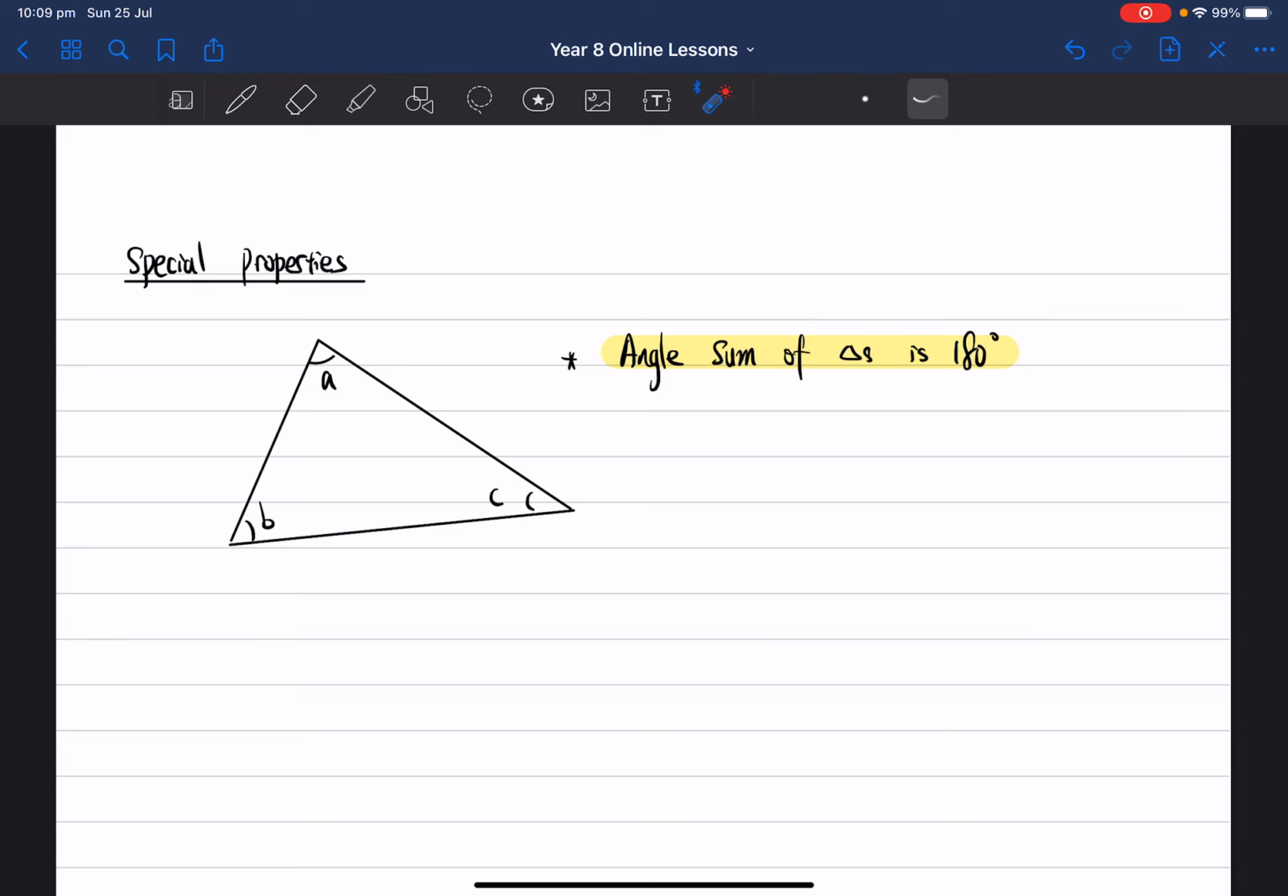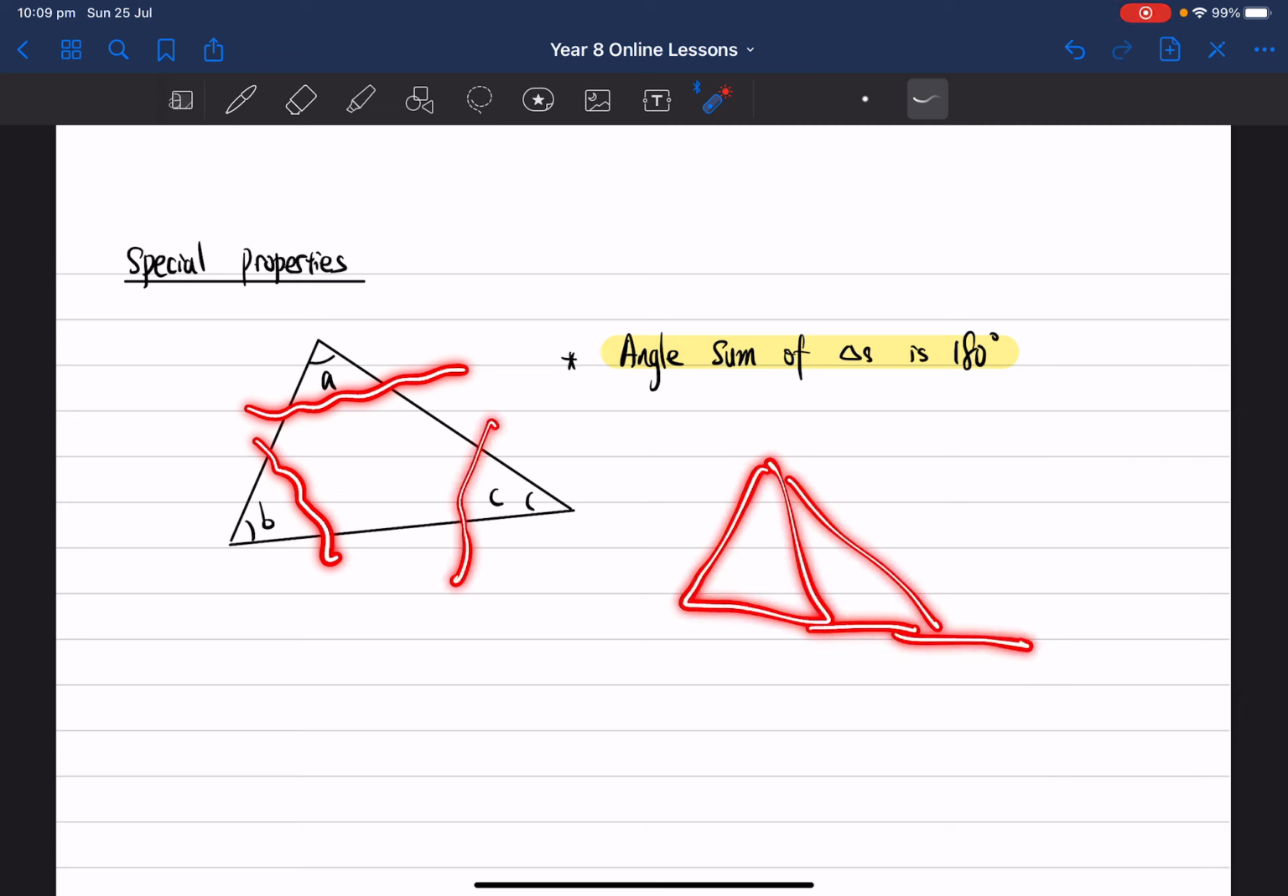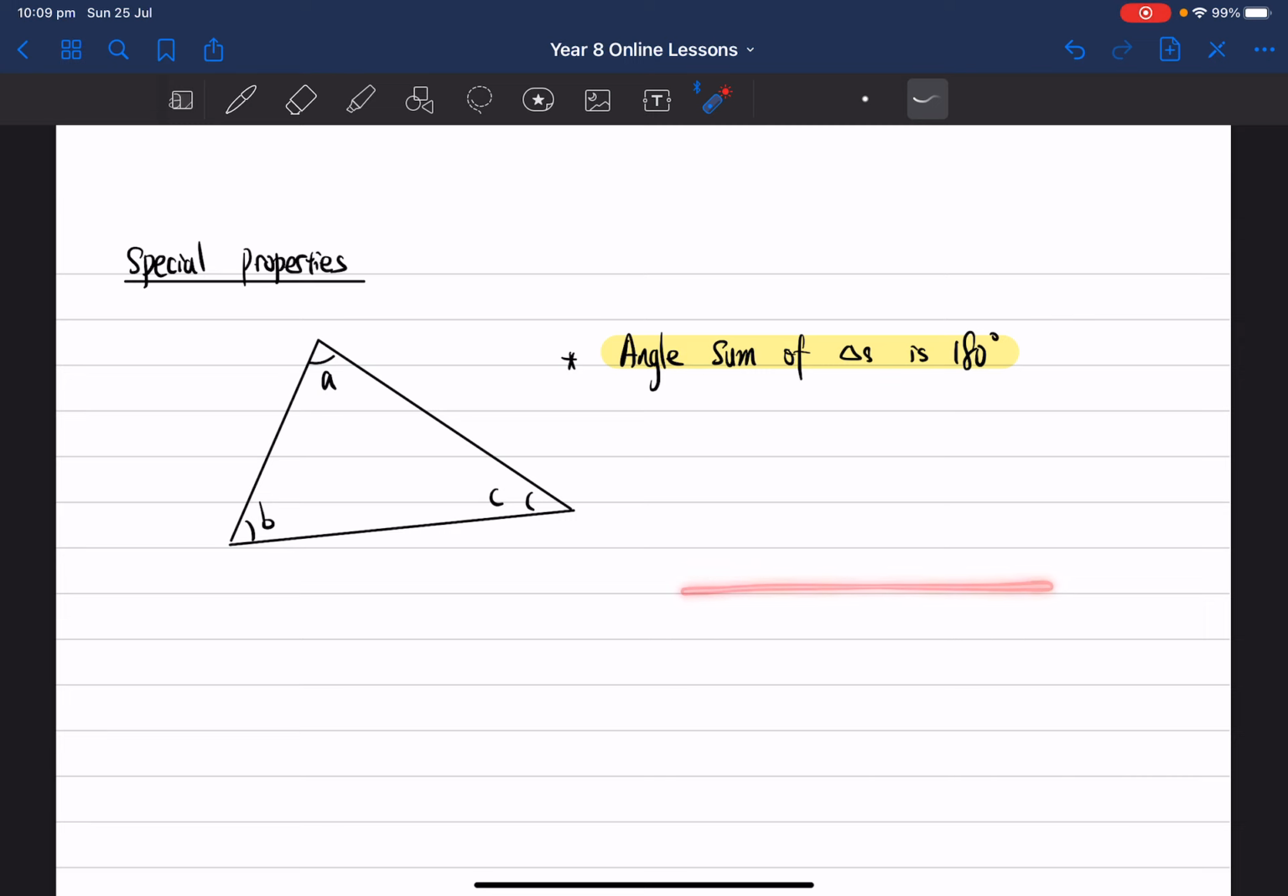Now remember, I proved this in class. I showed you by drawing a triangle, cutting the angles out and joining them together, and eventually that forms a straight line. I hope you still remember this. I do have another way to show you how to prove it. What we can do is construct a line that is parallel to the line indicated right now. So I'm going to construct the line at this point, okay? And that line is parallel to the base, okay?